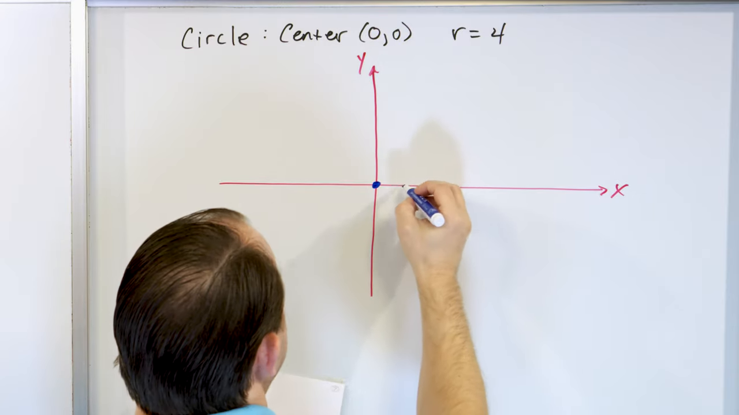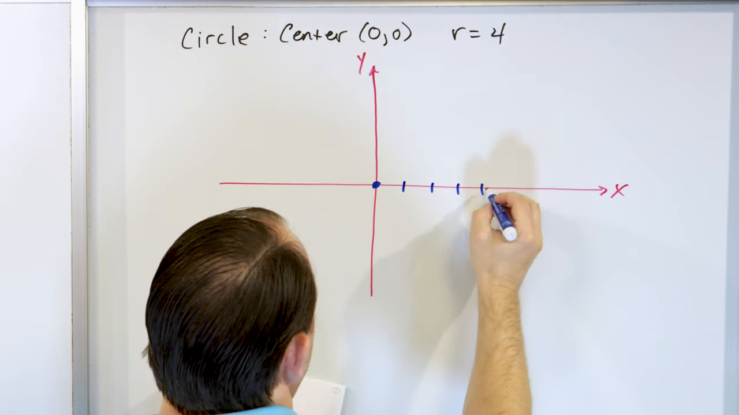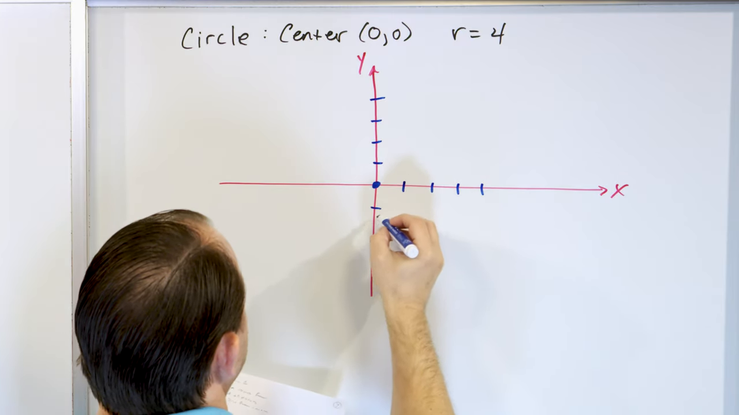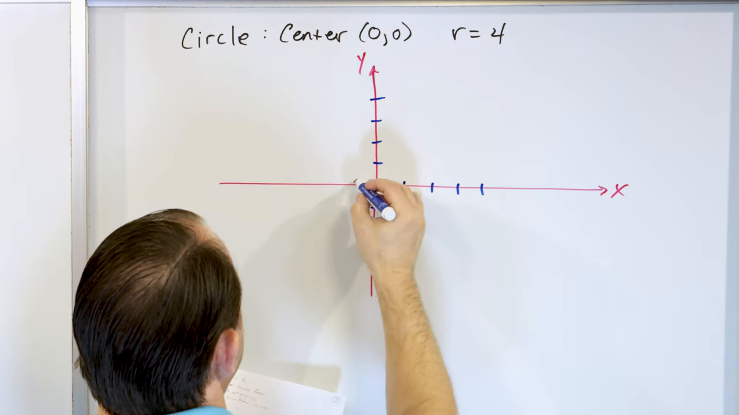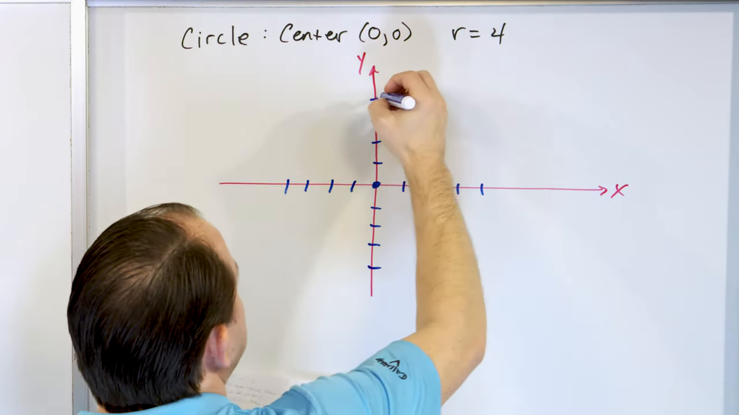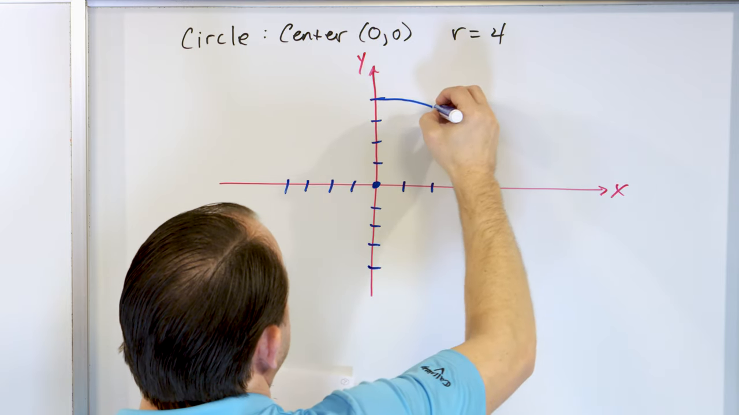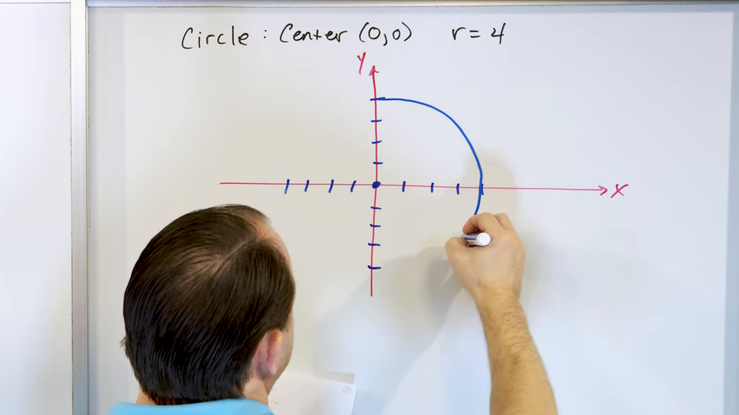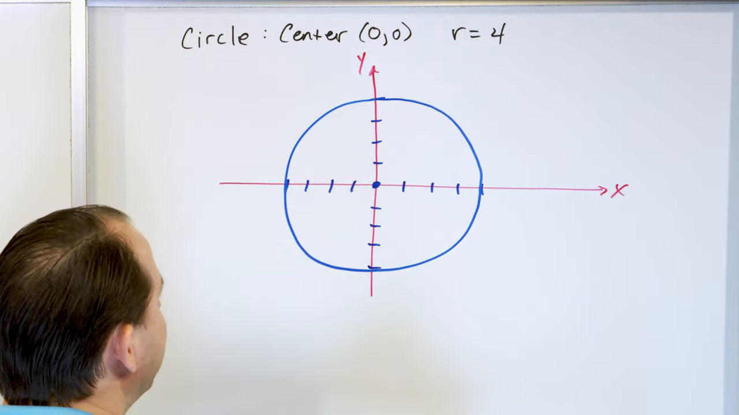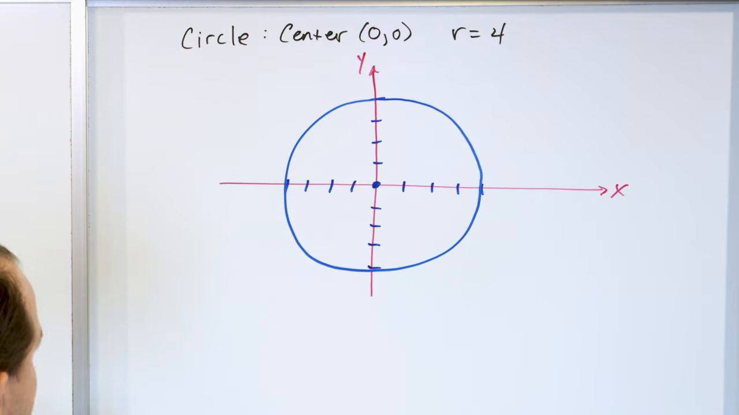That means that there must be 1, 2, 3, 4. It must be a little crossing there. 1, 2, 3, 4 crossing there. So the circle must look something like this. It goes down, and then it goes way down here, and it goes way over here, and goes way up. Is that perfect? No, it's not perfect, but that's basically what the circle centered at 0, radius of 4 looks like.